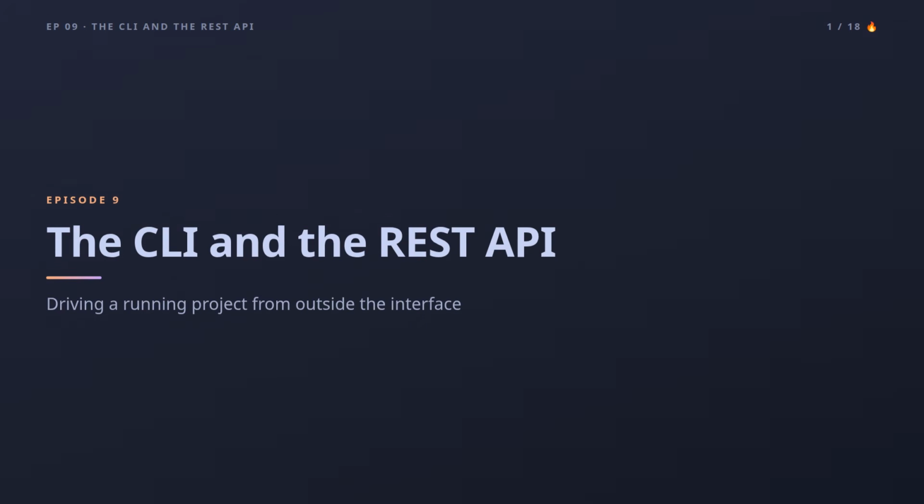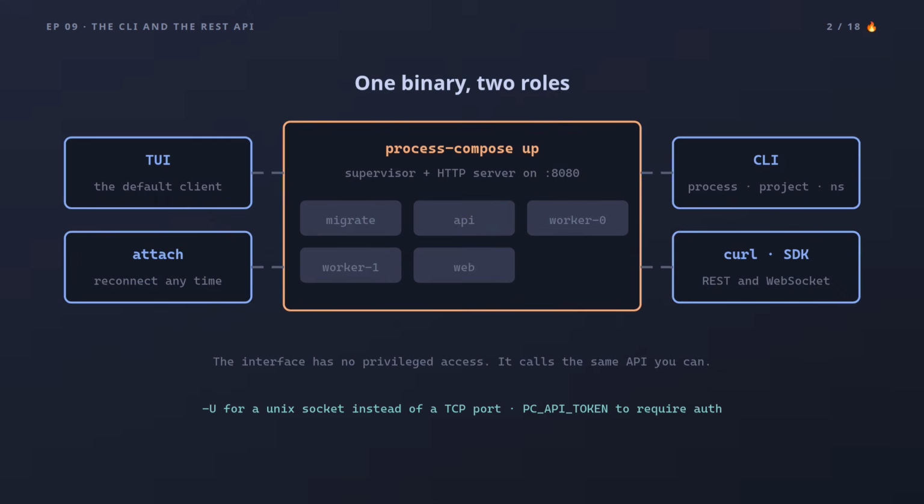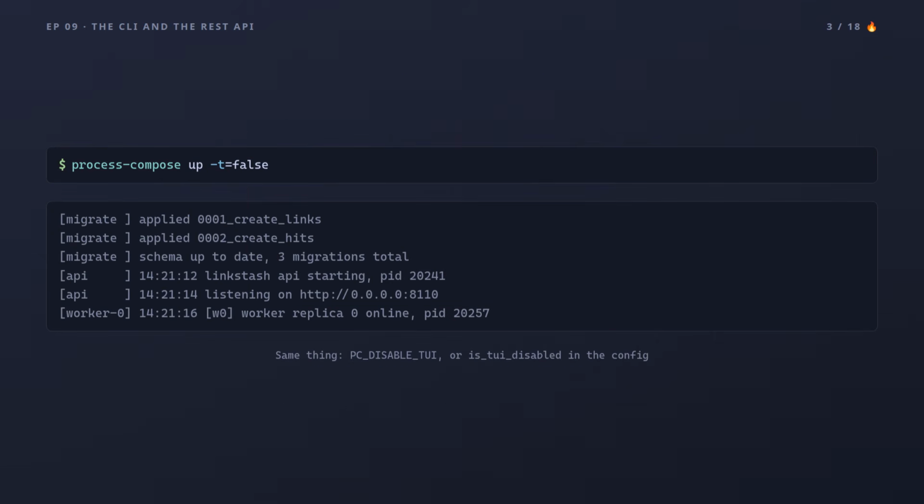The terminal interface is a client. Underneath it, there's a server with an HTTP API, and everything the interface can do, a script can do too. That's what this video is about, running without the interface and controlling a project from somewhere else. Every time you run it, you get two things: a supervisor running your processes and an HTTP server on port 8080. The interface talks to that server. So does the command line. So can you.